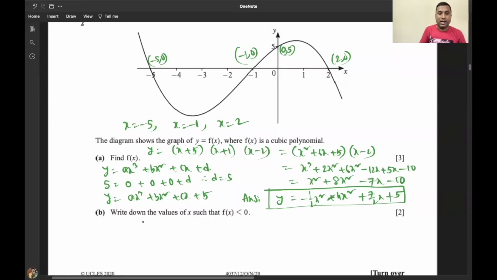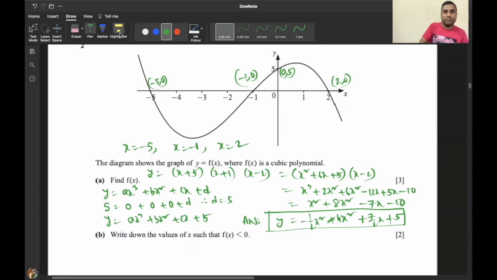Now see this part. Write down the values of x such that f(x) is less than 0. Less than 0 means the graph which lies below the x-axis. If I highlight this part, it lies below the x-axis, and this part is also below the x-axis. If you see properly, it starts from here, goes down and then goes up. This happens for x values from minus 5 to minus 1. That means we can write minus 5 less than x less than minus 1, or, since it is decreasing for increasing values of x, x greater than 2.